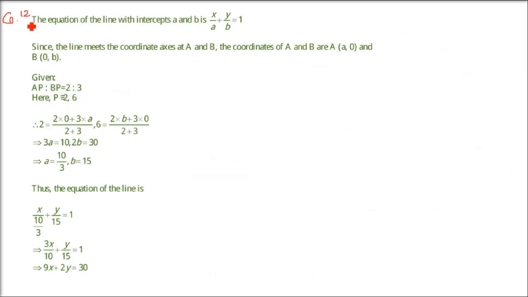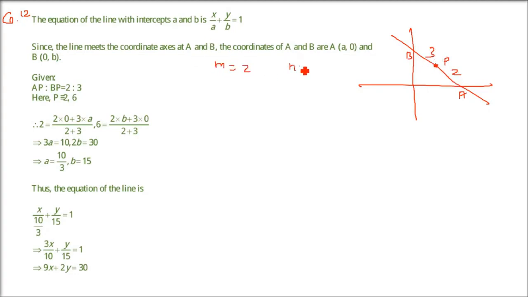This is question number 12. Find the equation of the straight line which passes through the point P(2, 6) and cuts the coordinate axes at the points A and B respectively, so that AP by BP equals 2 by 3. All this type of questions we have done earlier also. So there is a line and a point, this is A, B, and this is P, and AP is to PB is 2:3.